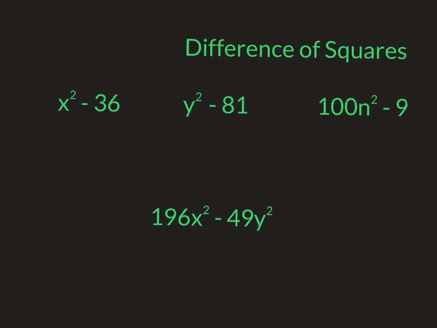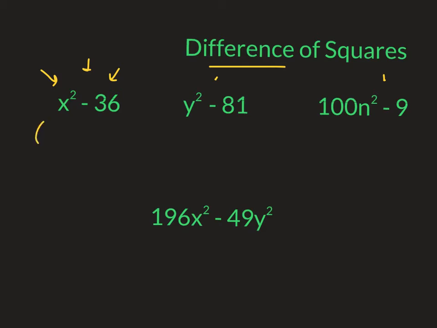What you need to look for before you do this is three things. First of all, look for a difference. They've got to have subtraction symbols. Every one of these has subtraction. That's the only way you can do it. You can't do sum of squares. So once you know it has a minus sign, you need to look at the two terms and make sure they both have square roots or they're perfect squares, like x squared, the square root is x. 36, the square root is 6.